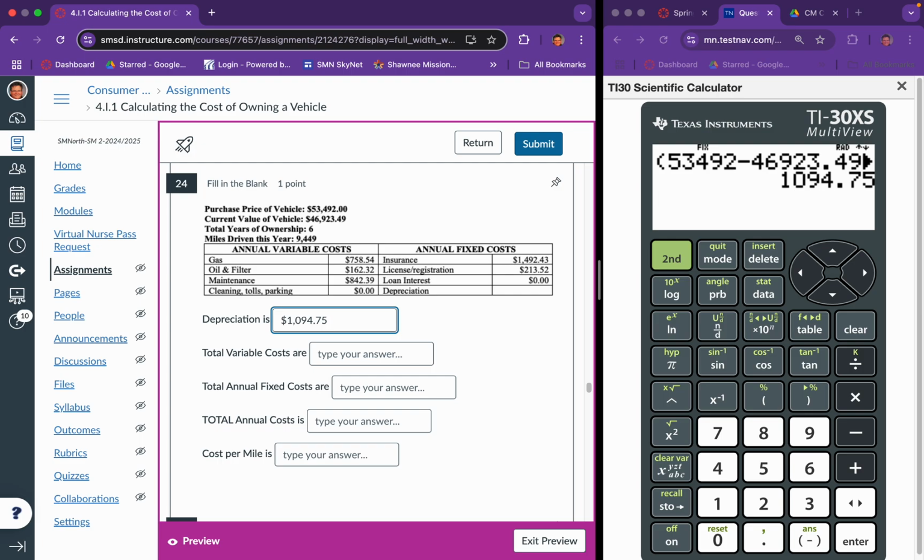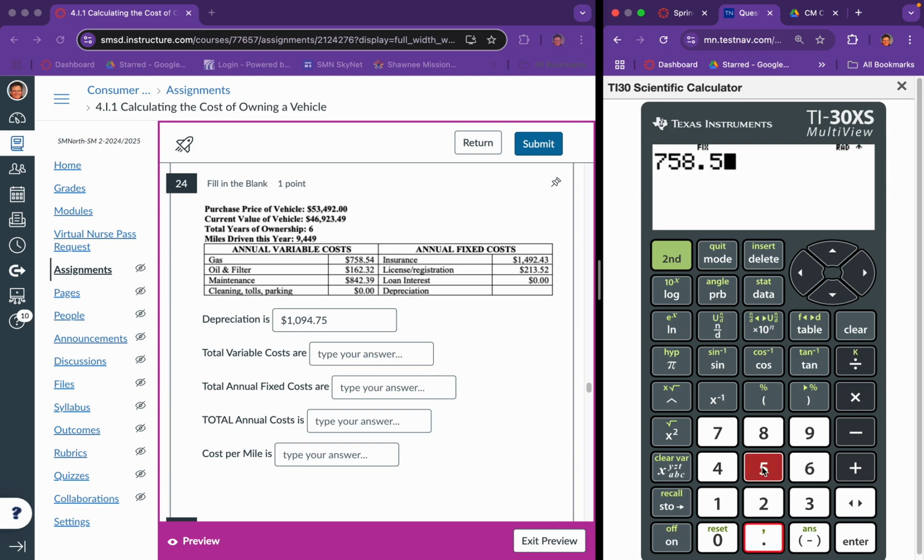All right. Okay. Total variable costs. Total variable costs is this row. So $758.54 on gas. That seems like a lot of gas money. But look, you put almost 10,000 miles on your car, so you had to buy a lot of gas to drive 10,000 miles. So you spent $758.54 at the gas pump.